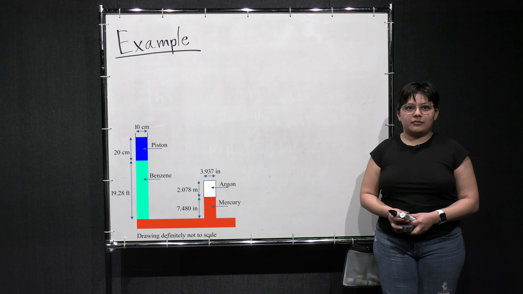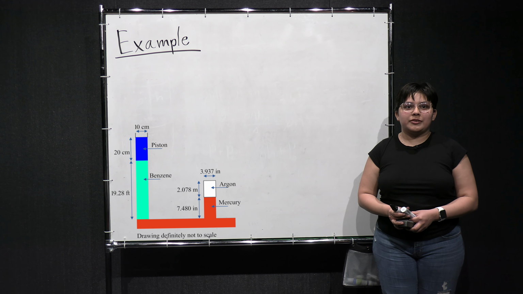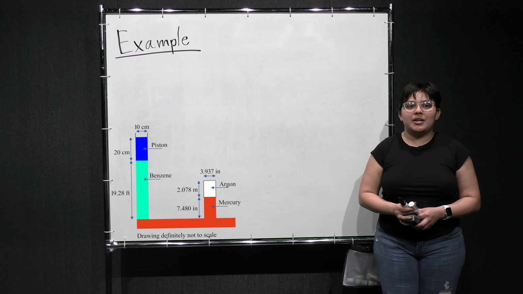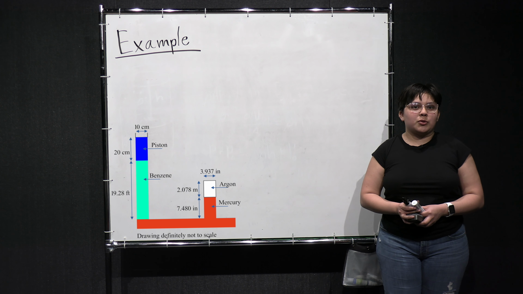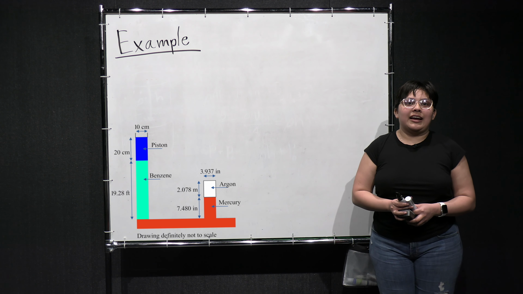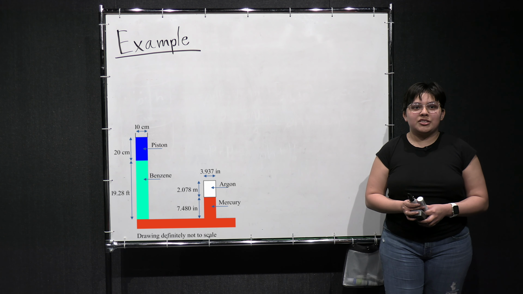Let's do an example of a typical calculation involving hydrostatic pressure. We'll begin with a diagram that is obviously not to scale, because the 20 centimeter tall piston is just a little bit shorter than the 19.28 foot column of benzene, and the 2.078 meters of argon is shorter than the 7.480 inches of mercury.